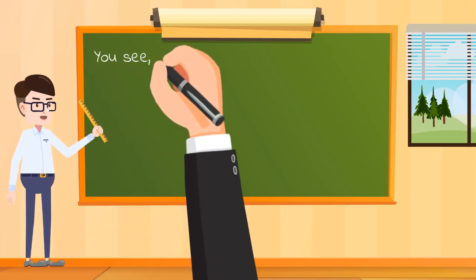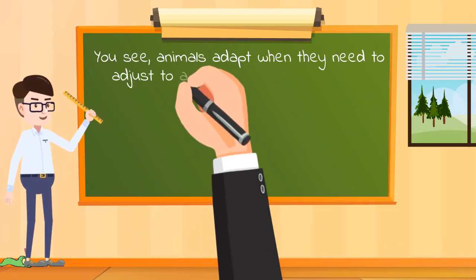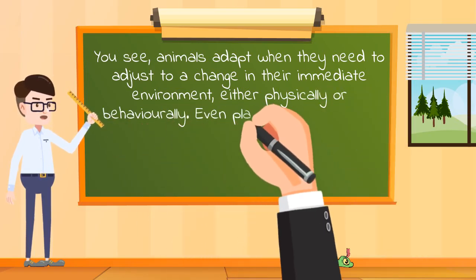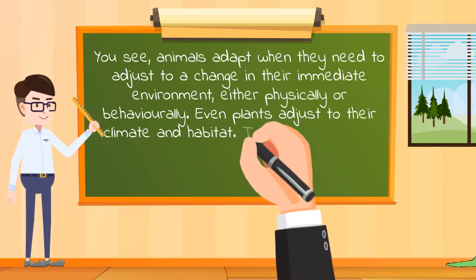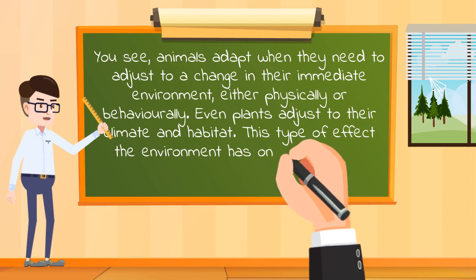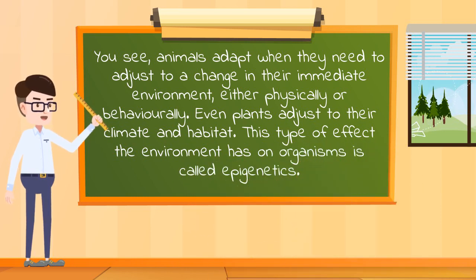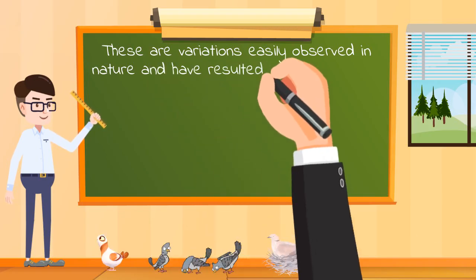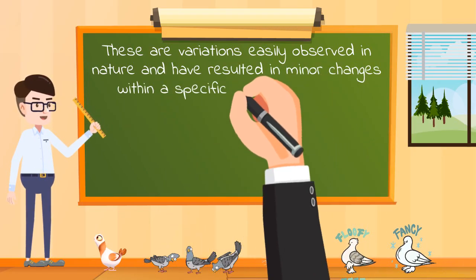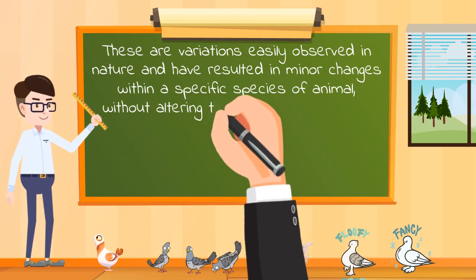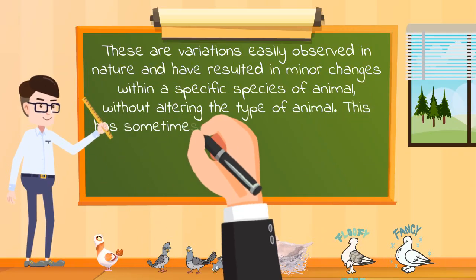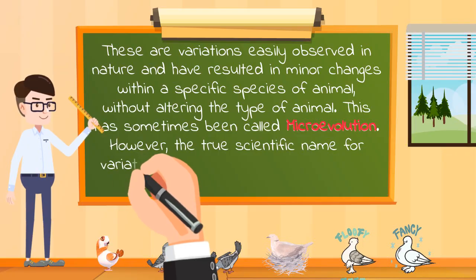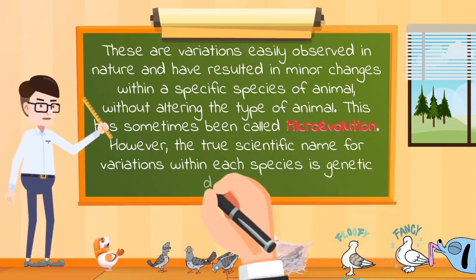You see, animals adapt when they need to adjust to a change in their immediate environment, either physically or behaviorally. Even plants adjust to their climate and habitat. This type of effect the environment has on organisms is called epigenetics. These are variations easily observed in nature and have resulted in minor changes within a specific species of animal without altering the type of animal. This has sometimes been called microevolution. However, the true scientific name for variations within each species is genetic diversity.